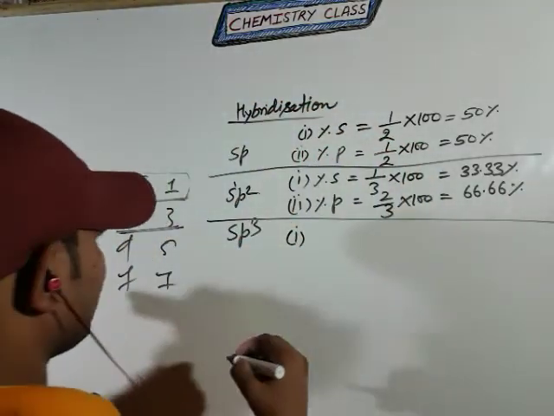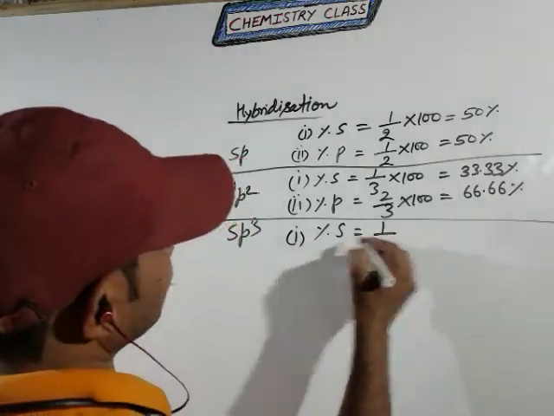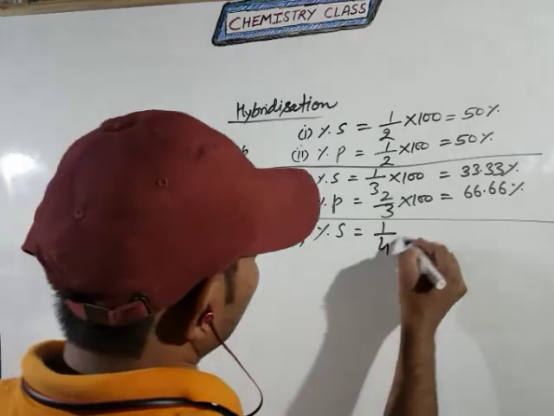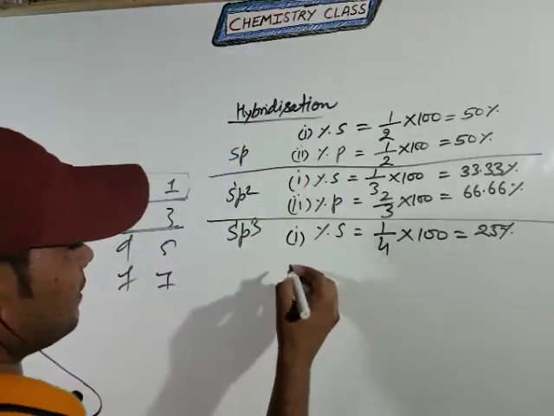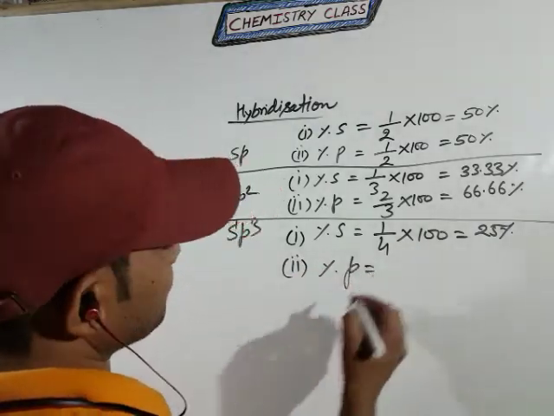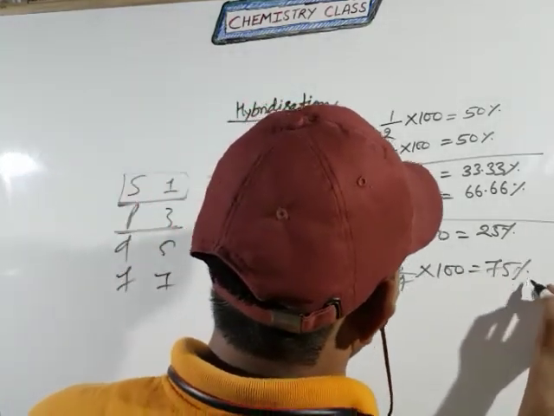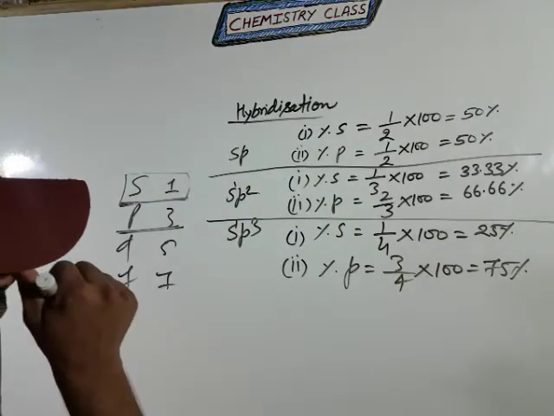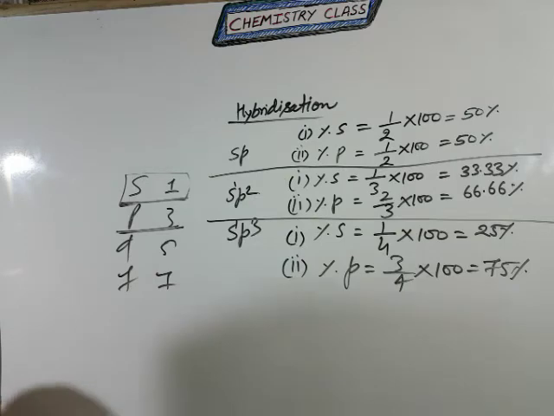Here for the sp3, the S character: how many S orbitals? 1, and the total is 1 plus 3, that means 4, into 100. So it will be 25% S character in the sp3. And the second one is the percentage of P character. It will be 3 by 4 into 100. So it will be 75%. So students, remember all these concepts for calculating the S character and P character. Now it is clear to everyone.